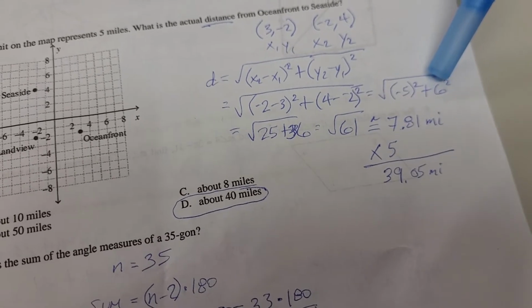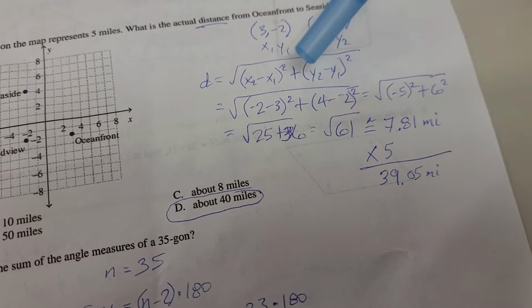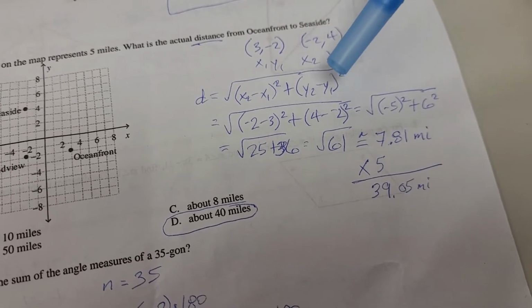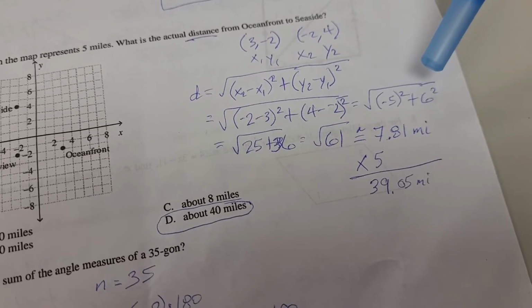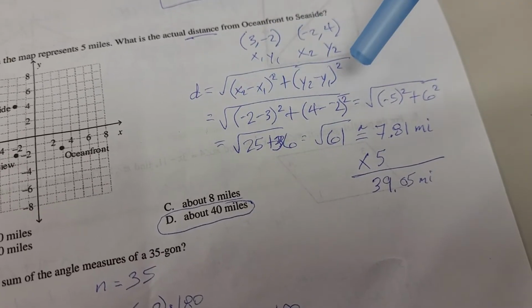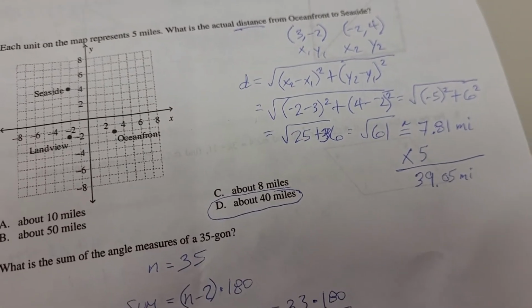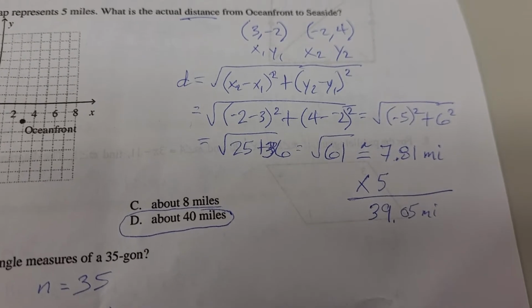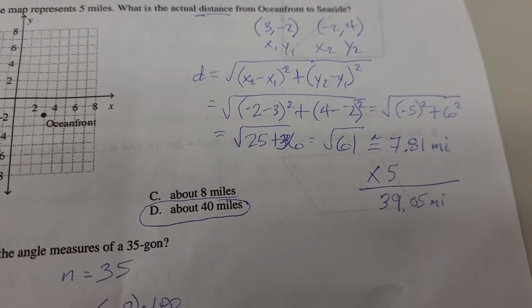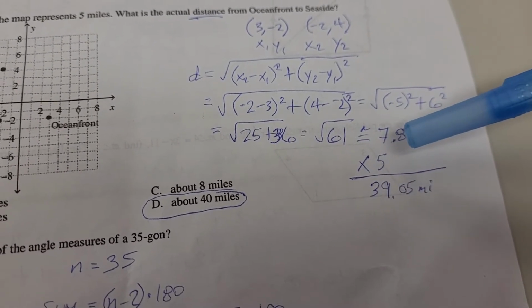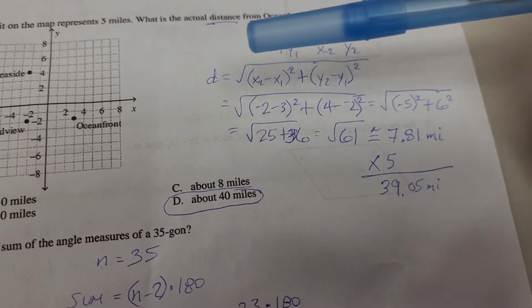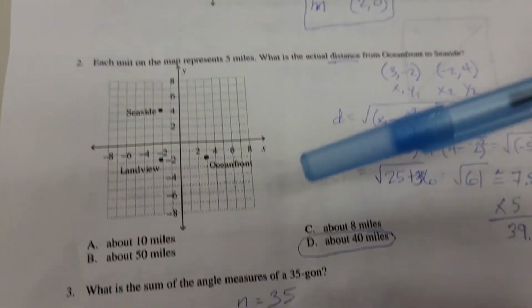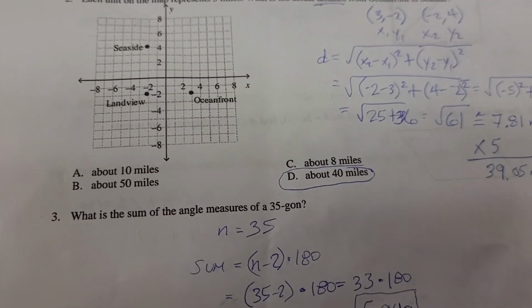I did it over here to the right because I was running out of room. Negative 2 minus 3 is negative 5, and 4 plus 2 is 6. Negative 5 squared is 25. 6 squared is 36. 25 plus 36 is 61, and the square root of 61 is 7.81 and change. If you said that's my distance and chose the first choice, about 10 miles, that would be incorrect.